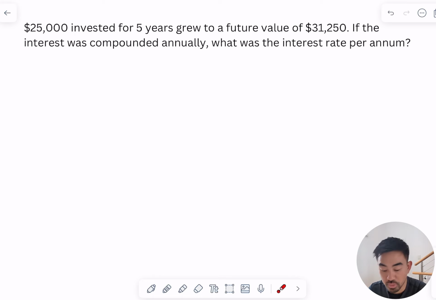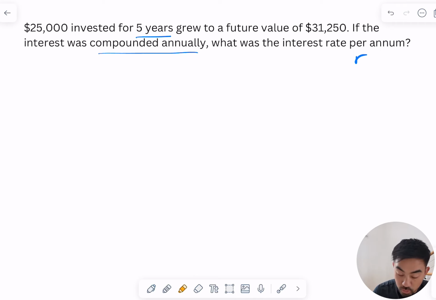Okay, let's look at the next one. It says $25,000 is invested for 5 years and it grew to a future value of $31,250. If the interest was compounded annually, what was the interest rate per annum? So straight away, you can tell we're looking for R. That's the missing value. It's compounded annually, and we know that it's 5 years. I also know that 25,000 grew to a future value. So it's telling me that's the future value, that's the present value, and that's N.